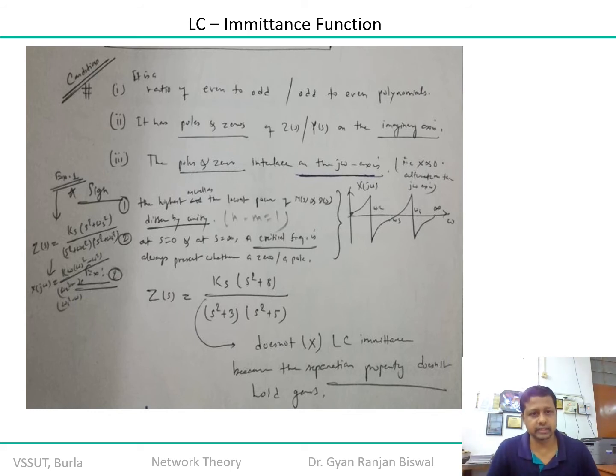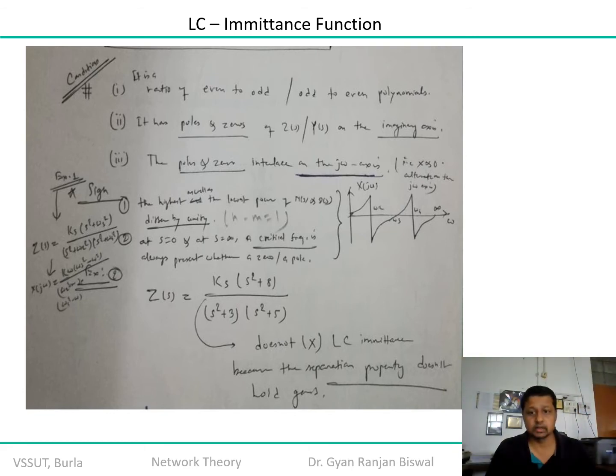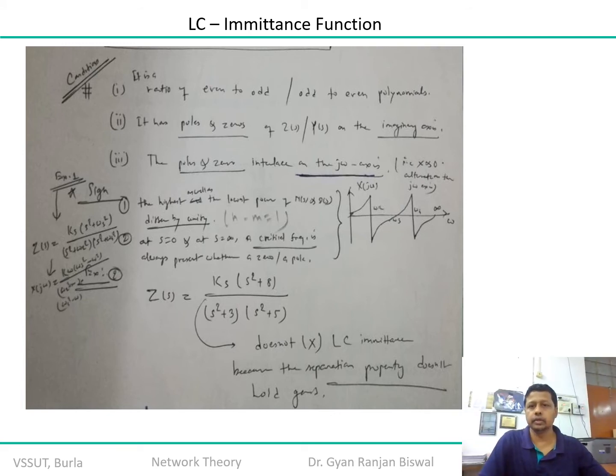Fine. So in this way, you see that the difference between the highest and the lowest power of the numerator and the denominator can only be 1. Remember, in the last lecture we noticed that the difference n minus m should be equal to 1. So if you look at the conditions to meet that requirement, whenever you have an LC impedance function, how will you be able to know?